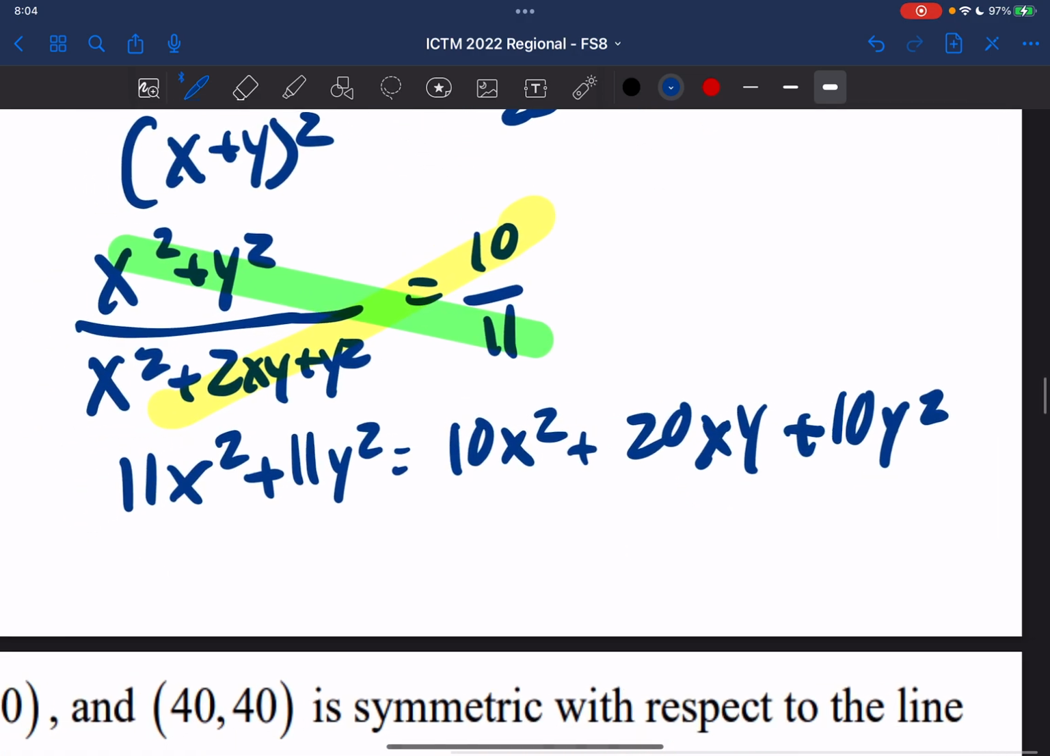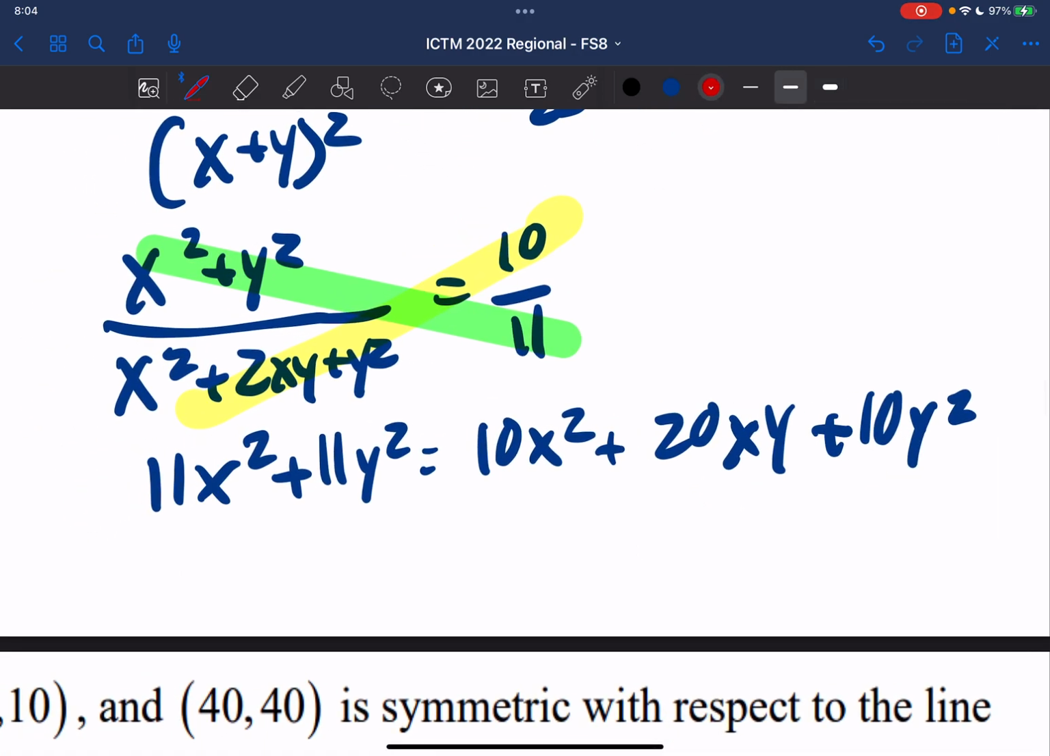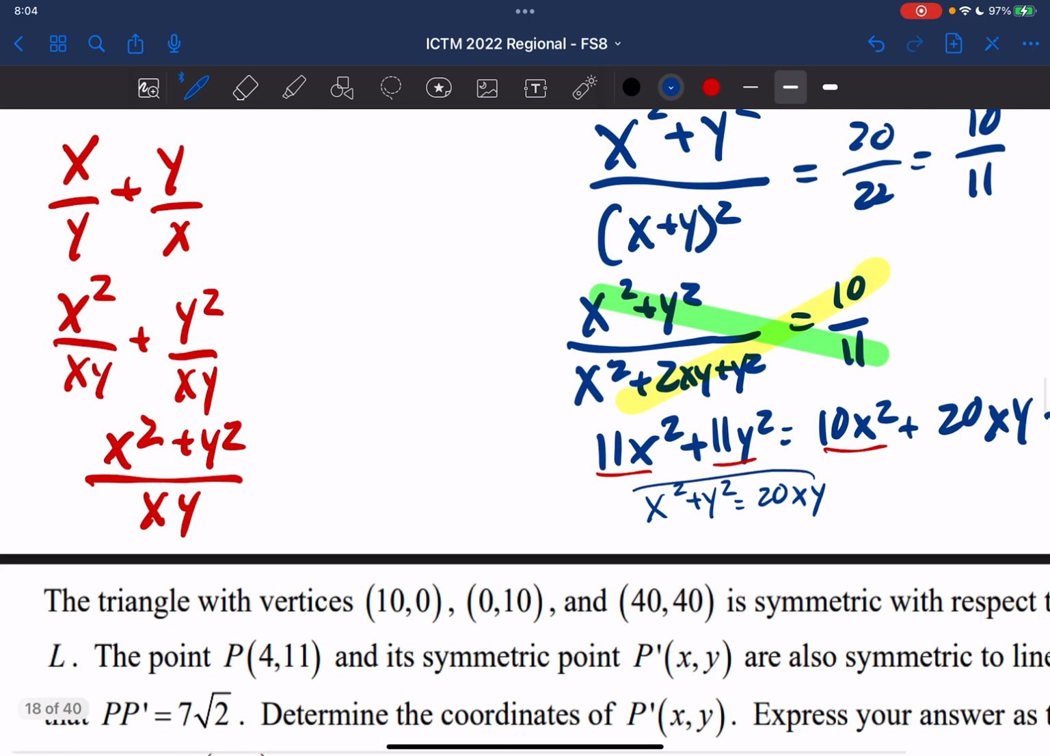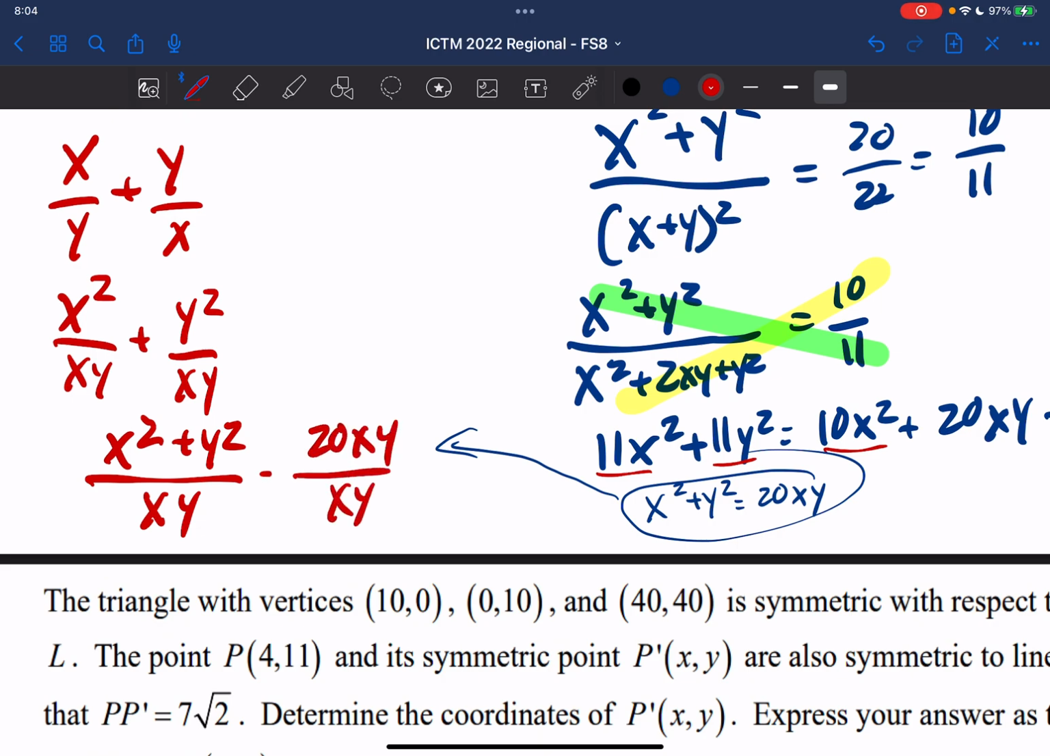Let's zoom in here a little bit. So I'm going to take 10 of each of these and bring them over to the other side. So we have x squared plus y squared equals 20xy. Now that piece of information is exactly what we need over here. Because in place of x squared plus y squared, on top we have 20xy over xy, and we get 20. That's how we get that answer.